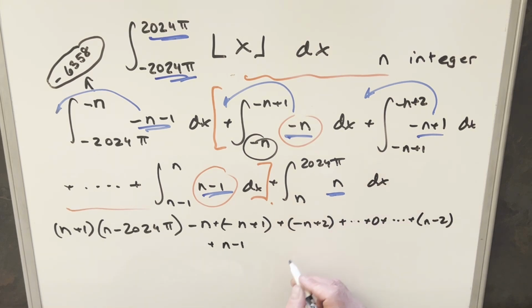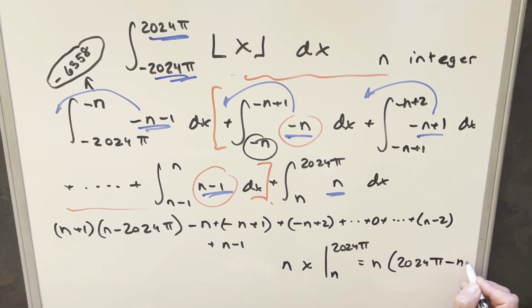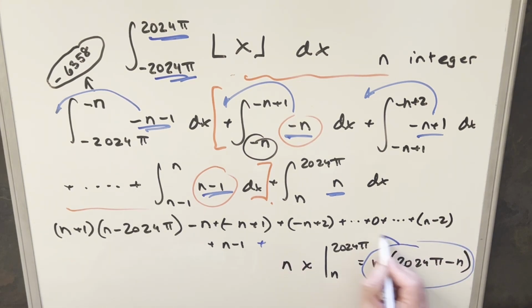So for this, when we integrate this, we're just going to have n out front as a constant. Integrate it, we get nx evaluated from n to 2024 pi. Doing this, we just have n times 2024 pi minus n. So we'll just take this, I'm going to add this to the sum here at the end, and let's see if we can put this together and finish it off.